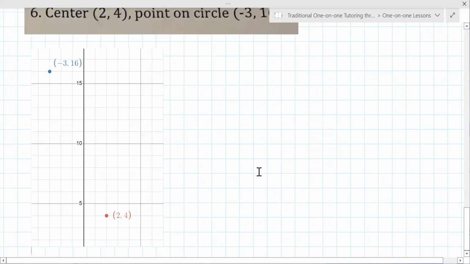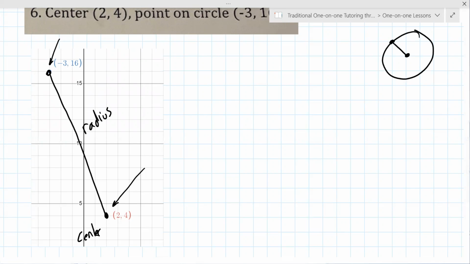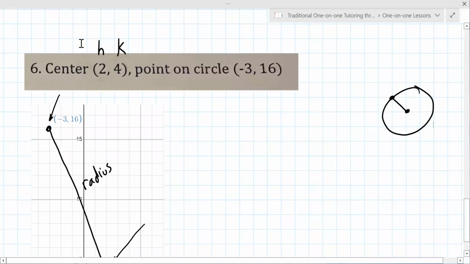So here's what they're saying. This is the center, and this is a point up here on the circle. Do you remember what we call the line segment that goes from the center out to the circle? The radius. Yes, the radius is the segment that goes from the center out to a point on the circle. You remember us talking about that last time?